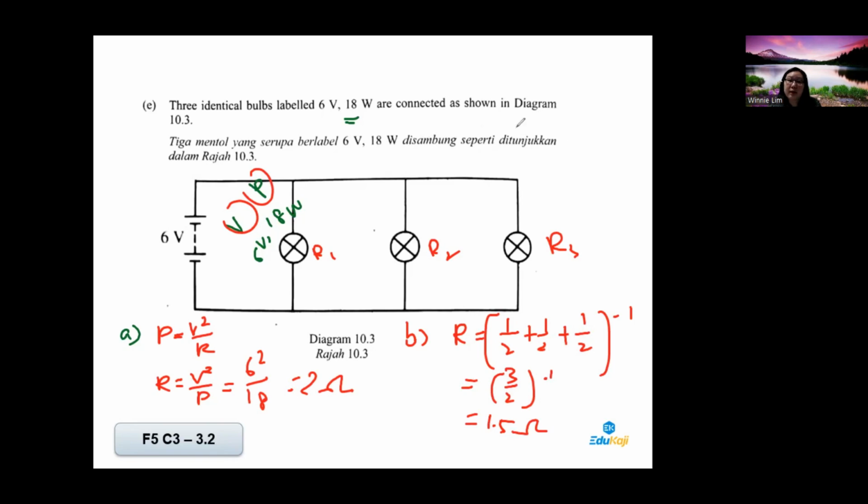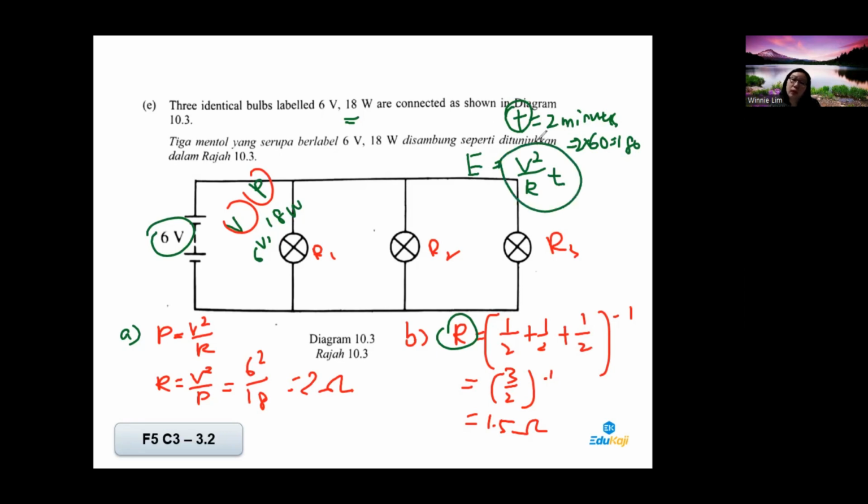E, the energy, but then the time is 2 minutes. Now, SI unit, you change to seconds first. 2 times 60, 180. So you have the idea of T. You have the idea of total R, total V. You can use V squared over R times T, correct? Because now they say all bulbs, that's why you use this formula. If you want to use VIT, you need to find out the current first. Also can, but you just have more steps.